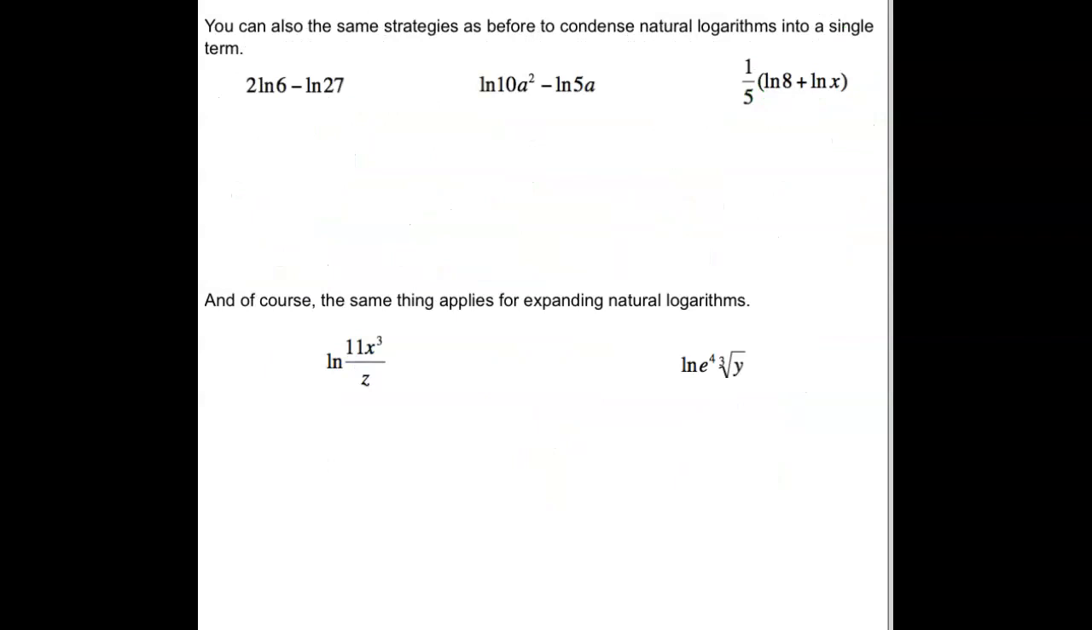So we can also use the same strategies as before to condense or expand our log expressions, even when they have a natural log instead. Okay? So remember that front numbers, those coefficients, have to go back as powers. So this becomes the natural log of 6 squared minus the natural log of 27. And then we can simplify 6 squared to be just 36.